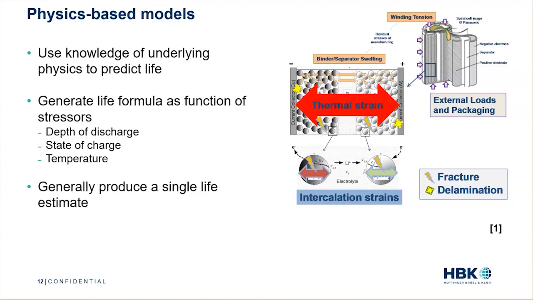But first, I'd like to take a step back and look at what the output of something like this is. The output is typically a single number, a single life estimate that we produce as a function of some of these different stressors. So maybe depth of discharge, state of charge, temperature, voltage, some other things, according to some physics explanation that we've come up with and tested. But we get a single number. So let's say we use this equation, we get a number: 12.7 years is your battery life.